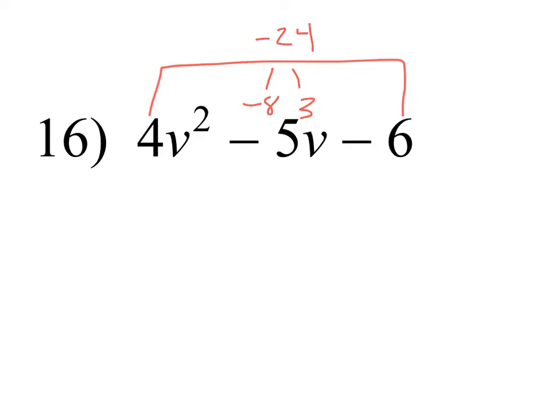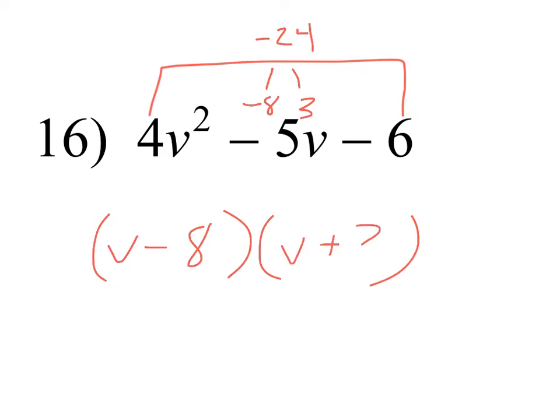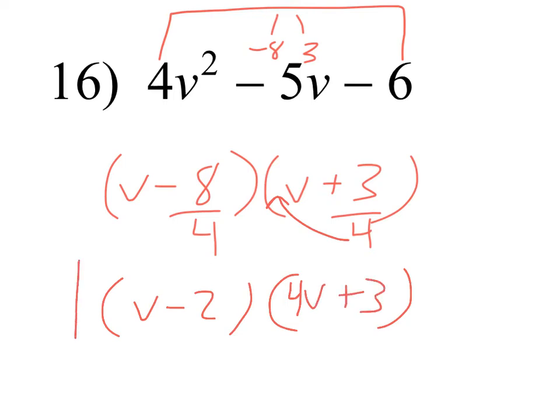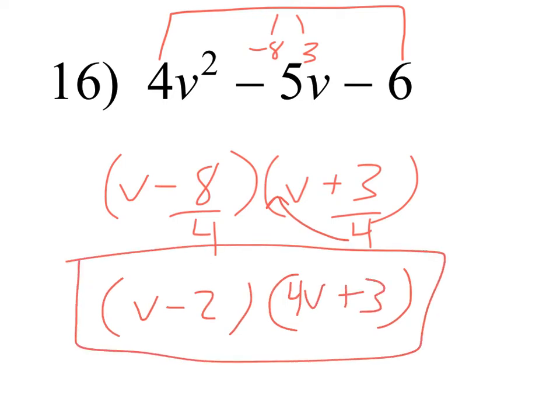Now you pull it down, so it would be v minus 8 and v plus 3, over 4. Now we divide by 4. Can we simplify the first one? It would be v minus 2. Can we simplify the next one? No. So we bring the 4 out front, and we get 4v plus 3. That's our answer.